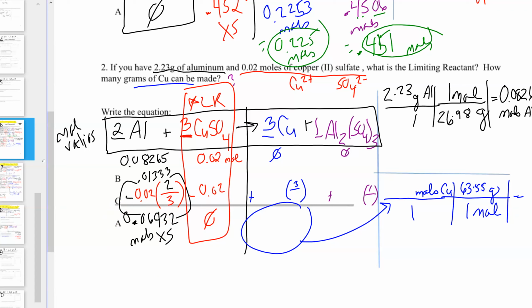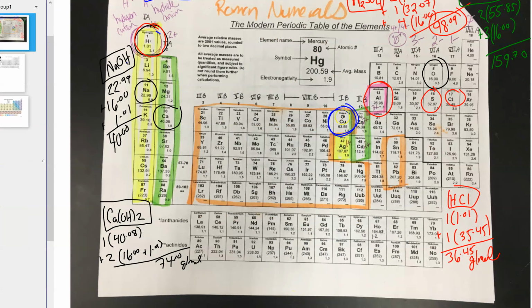Okay, so how much copper can be produced? They want to know how many grams of copper. So I'm going to be creating 0.02 times the ratio of copper to copper sulfate, which is 3 to 3. So 3 to 3, it's 1. So I'm producing 0.02 moles of copper. So we need to take that moles out of the BCA table. Remember, BCA table, only moles go in and only moles come out. So 0.02, and then we need to multiply by the molar mass. So check your periodic table. Copper is right here, 63.55 grams per mole.